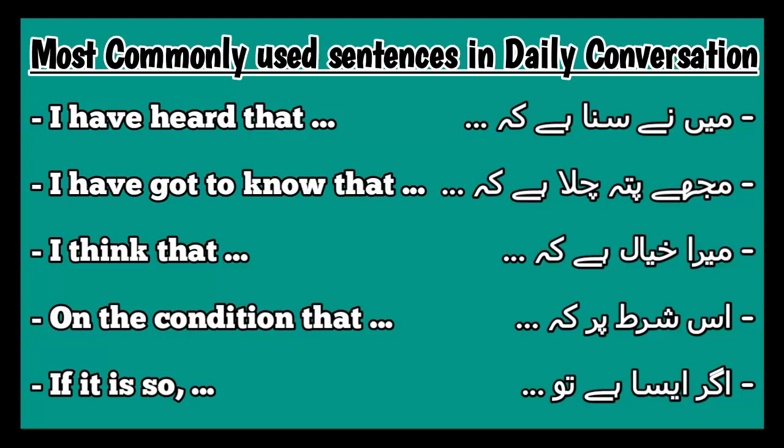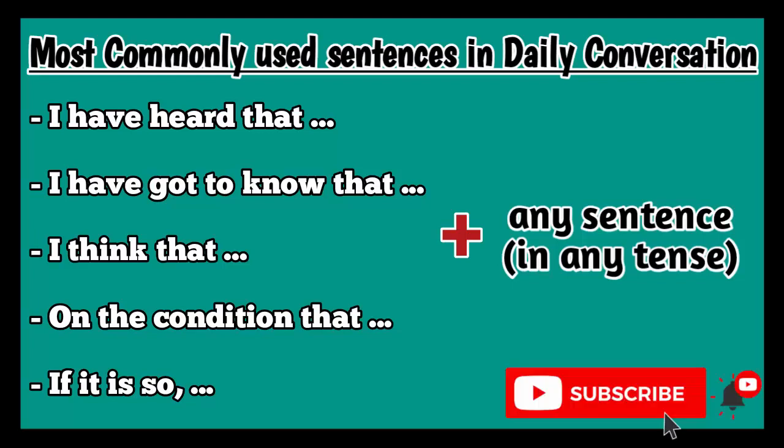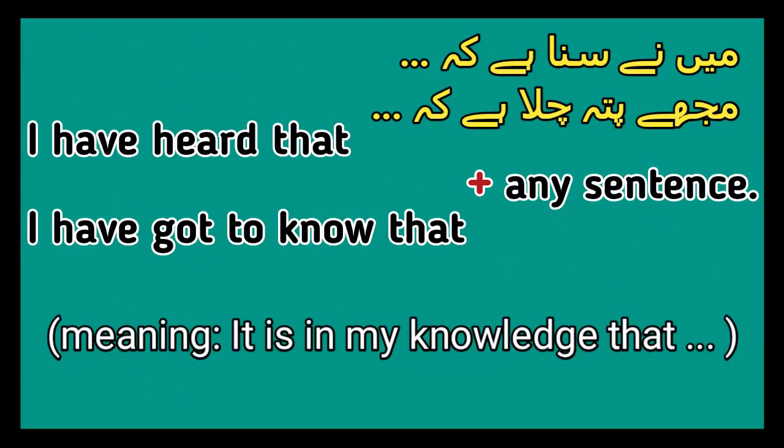I'll take you through all these 5 structures given on your screens one by one, along with their formula and sentences. Here you go. We use these structures in English language at the beginning of a sentence, and after that we add up one more sentence in any tense. So friends, point to be noted, you can use any sentence in any tense after these structures when you're using these structures in your conversation. So the first 2 structures we'll cover together. I've heard that and I've got to know that. And after these we'll use any sentence in any tense.